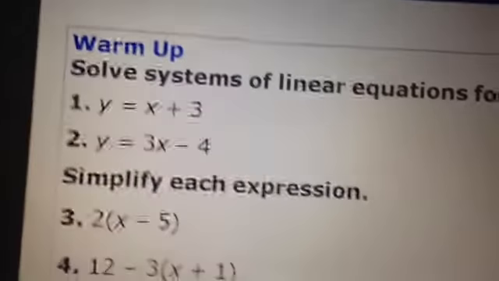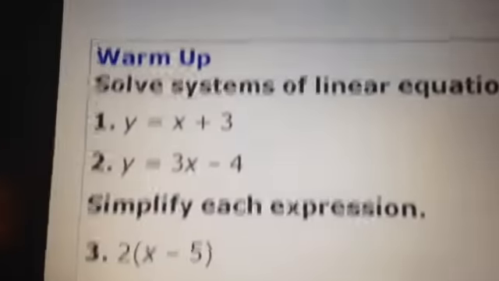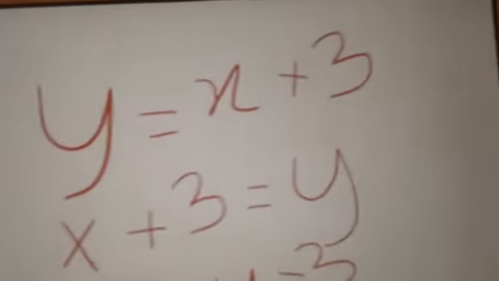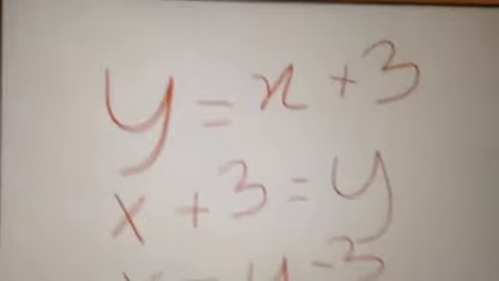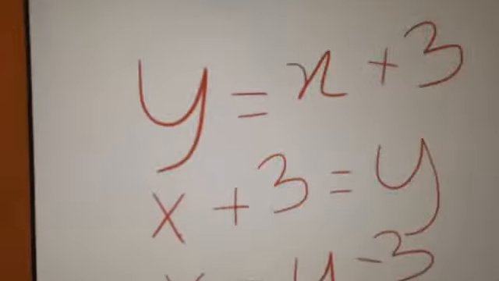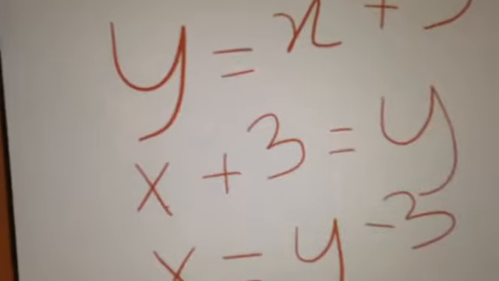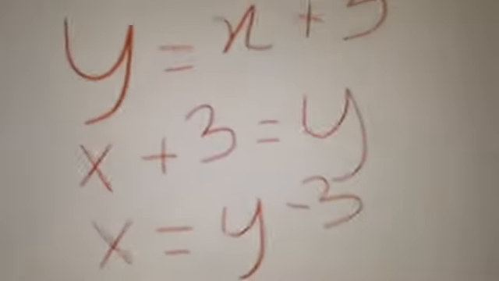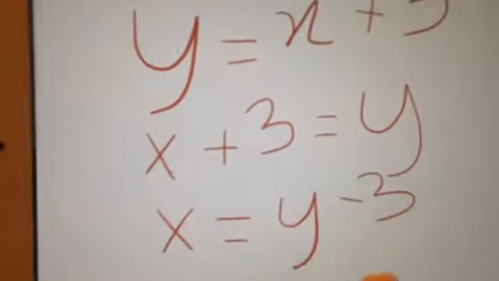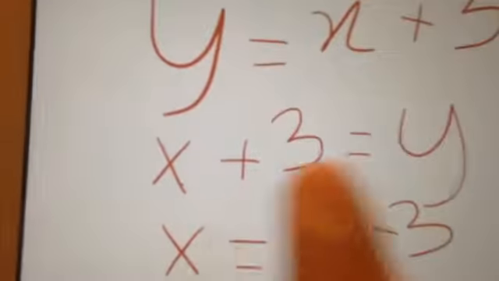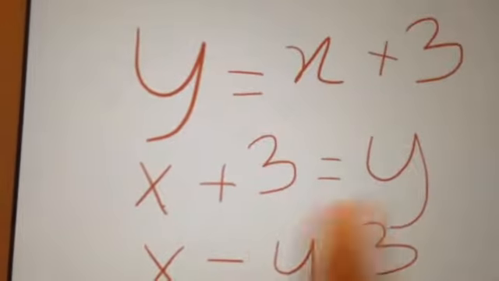So y equals x plus 3. Now that's pretty beginner stuff, but let's show you how to do it. The first thing I did was move the x from the right side to the left side. It doesn't really matter, but it helps me to keep the x on the left side. I don't know if it helps you, but it just helps me. So I just moved x plus 3 to this side and y to that side. Nothing changed. So x plus 3 equals y.